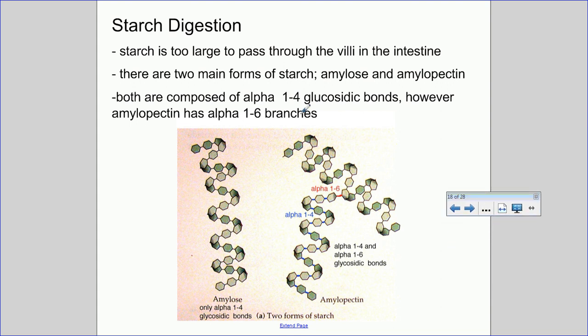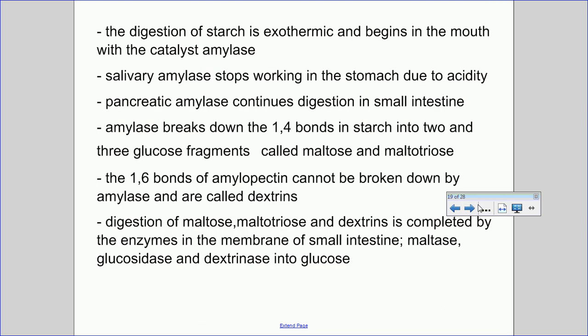In starch digestion, as mentioned, starch is too large to pass through the villi in the intestine. So just recall there are two main forms of starch. There's amylose and amylopectin. Both are composed of those alpha 1,4 glucosidic bonds. However, amylopectin has alpha 1,6 bonds at those branch points. So amylopectin is going to be branched, amylose is going to be linear or helical.